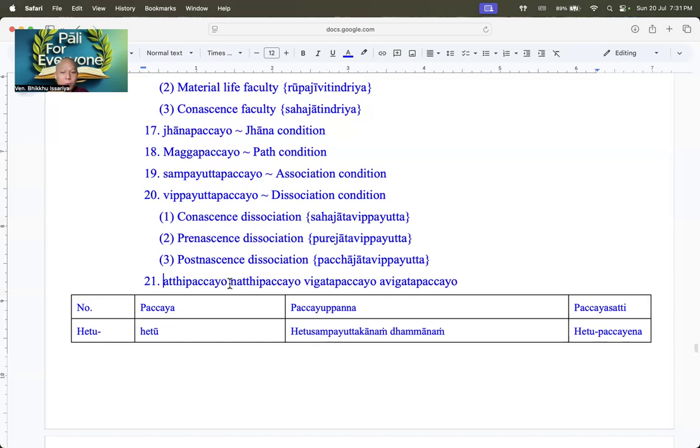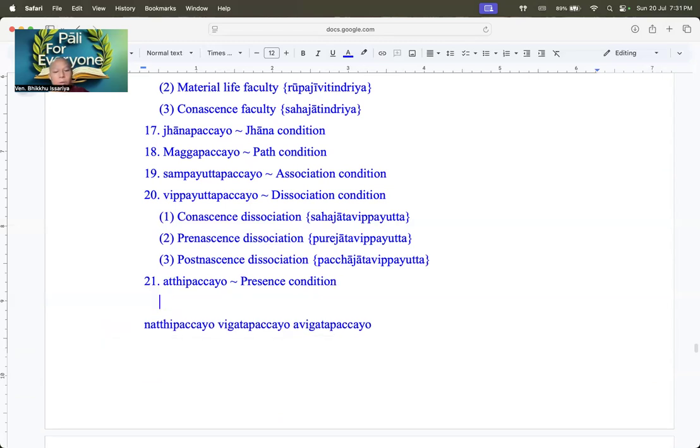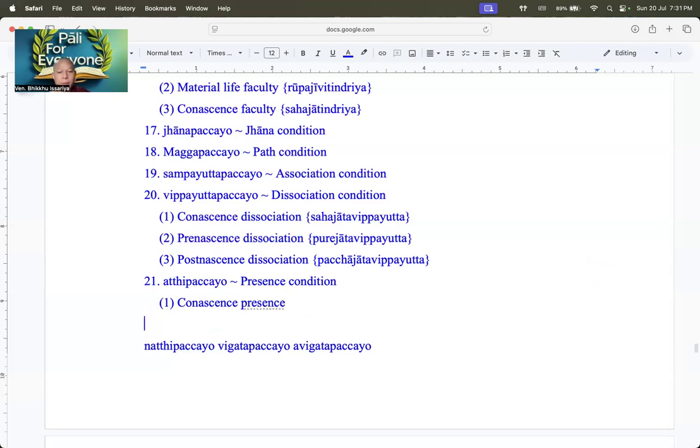So ati bhattiyo, that is existent condition, the present condition. Okay, that present condition also actually has 5 kinds we need to understand. One is cognizant present. So arising together, they are present.